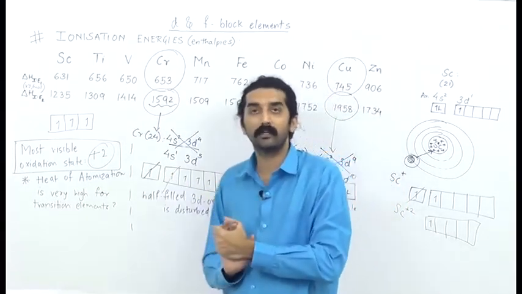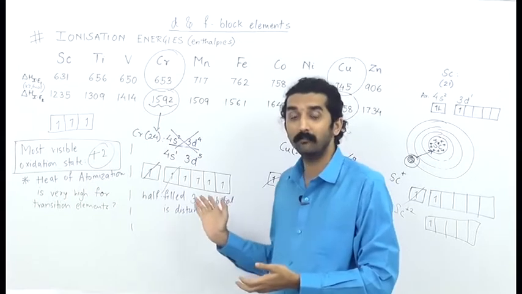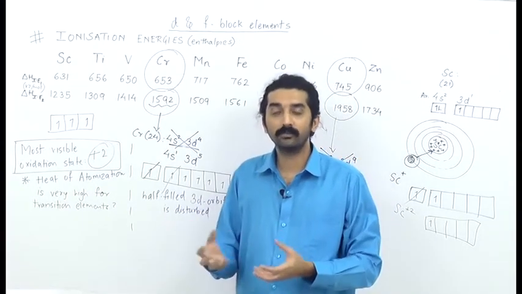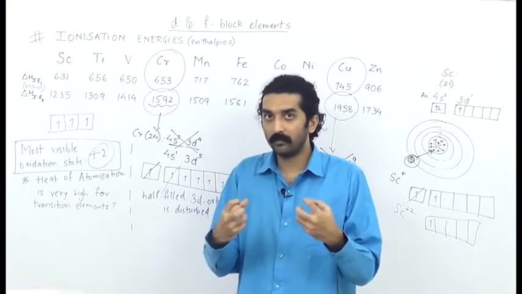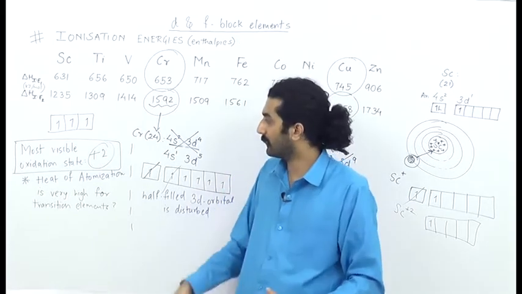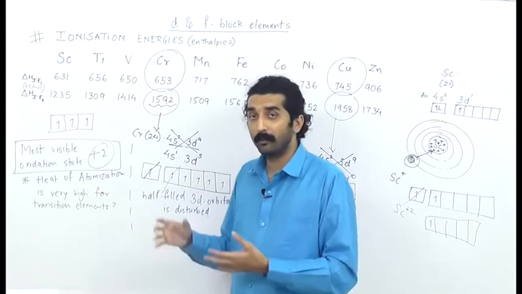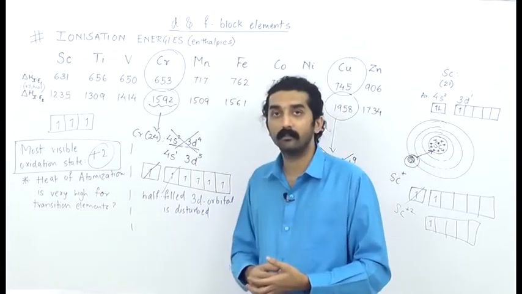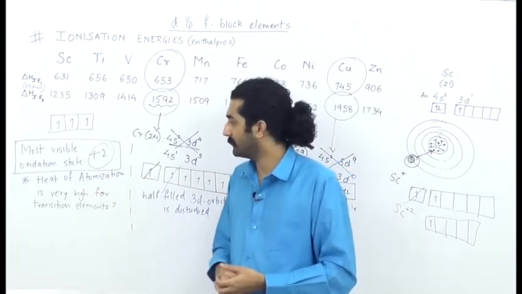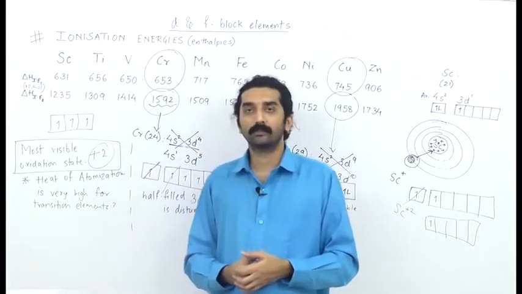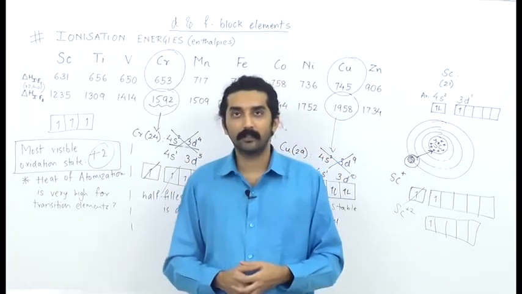That is due to the more amount of unpaired electrons. Chromium is the most ideal example because it has 6 of them. So more number of unpaired electrons, stronger interatomic attractions, more heat of atomization, and this is very predominantly observed in the 3d shell, and that is why we see that heat of atomization is very high in the transition elements.